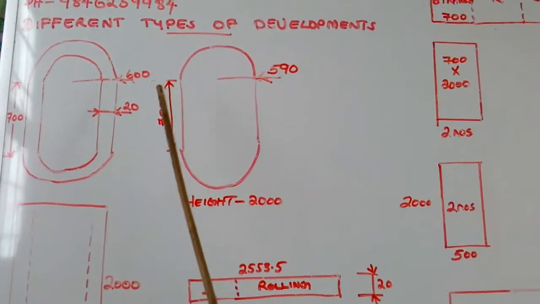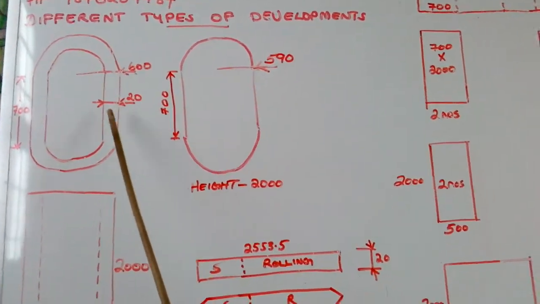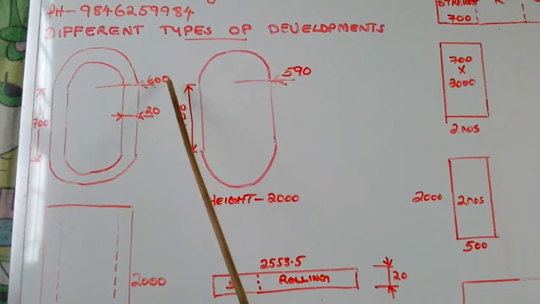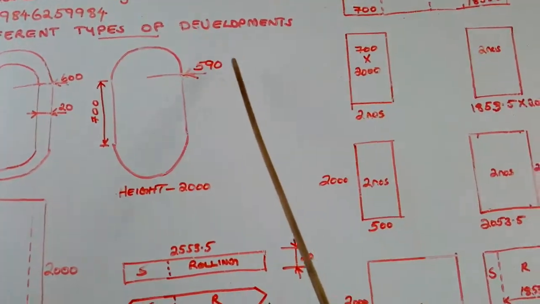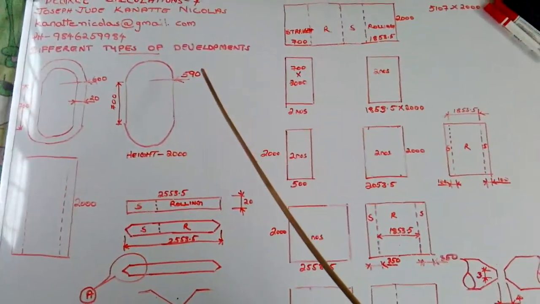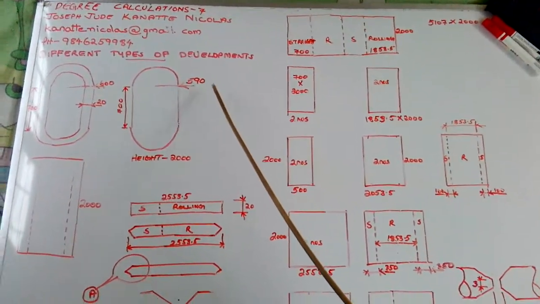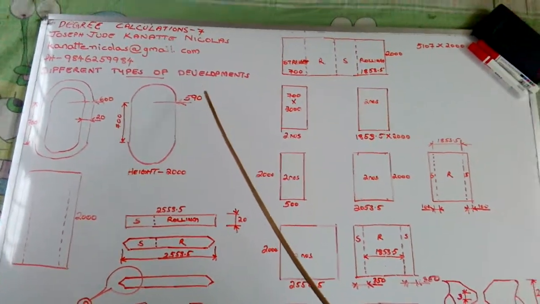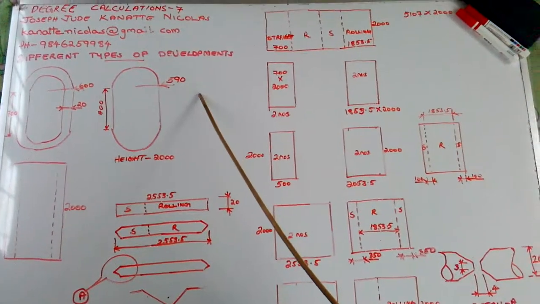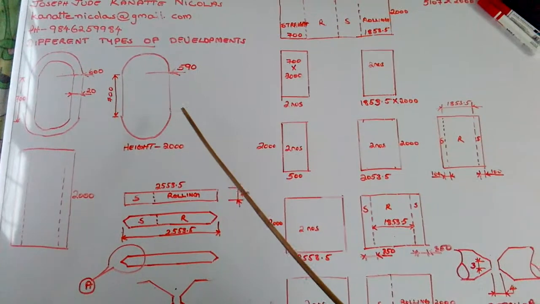Okay, it means if it is 600, what will be its medium radius? The thickness is 20 mm. 20 mm's half is 10 mm. If we decrease 10 mm from 600, we will get 590. So this is the original measurement we have to use for calculations. Using this 590 measurement, the medium radius, it has to be the proper radius we use in calculations. If we use this measurement, we will get proper developments.